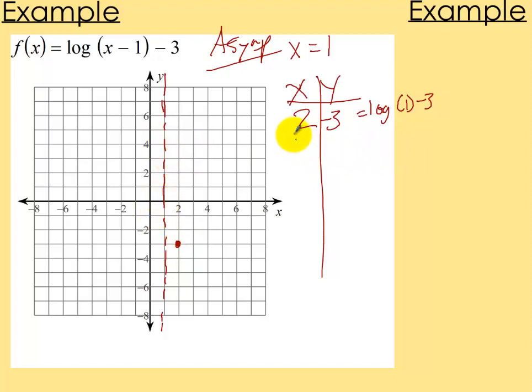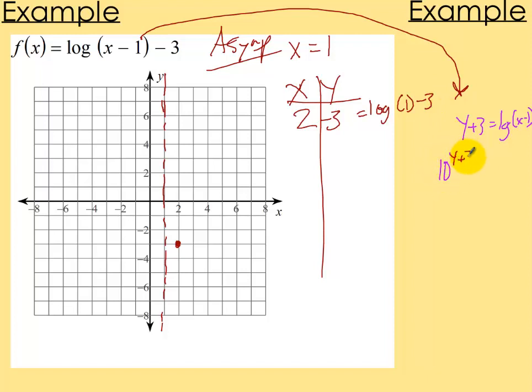All right, I want to do another point. I want to convert this to exponential form. So I'm going to add 3 to both sides. I'm going to get y plus 3 equals log of x minus 1. And convert that to exponential form. That's log base 10. So I get 10 to the y plus 3 power equals x minus 1. And I'm going to add 1 to both sides. So I get x equals 10 to the y plus 3 power, plus 1.